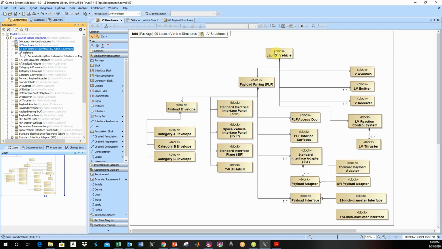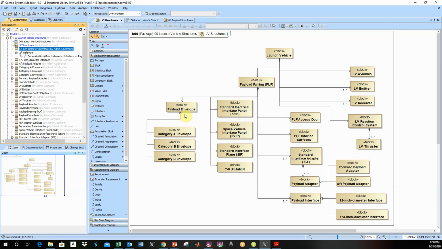So at the top of the taxonomy is the launch vehicle itself, and you can see that it has composite relationships. So everything underneath this comprises the launch vehicle, to include the payload fairing, the avionics, the launch vehicle emitters, receivers, and then everything under the payload fairing is composite under that.